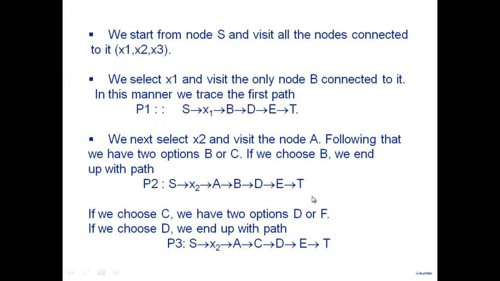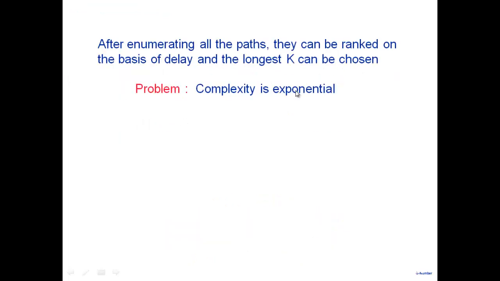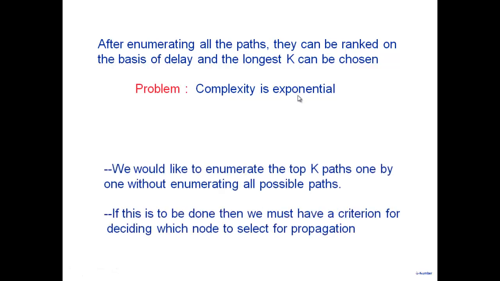The problem, as all of you know, well, you can see how to do the enumeration. The problem is the complexity is exponential, right? So we would like to find the top k paths one by one without enumerating all possible paths, right? Now, how do I do that?